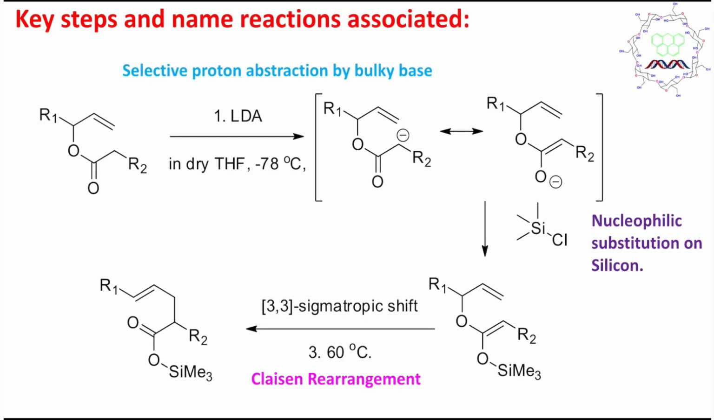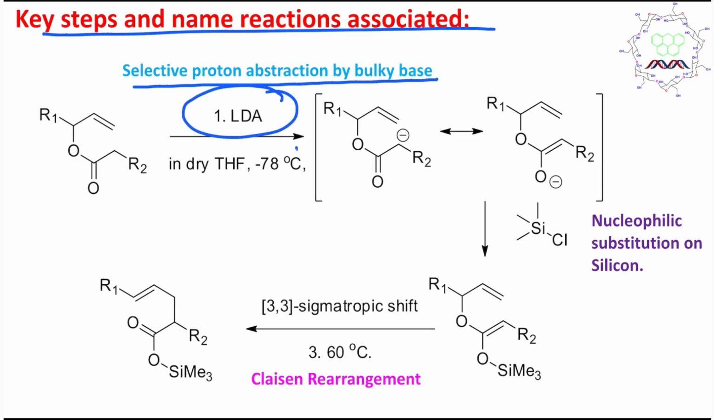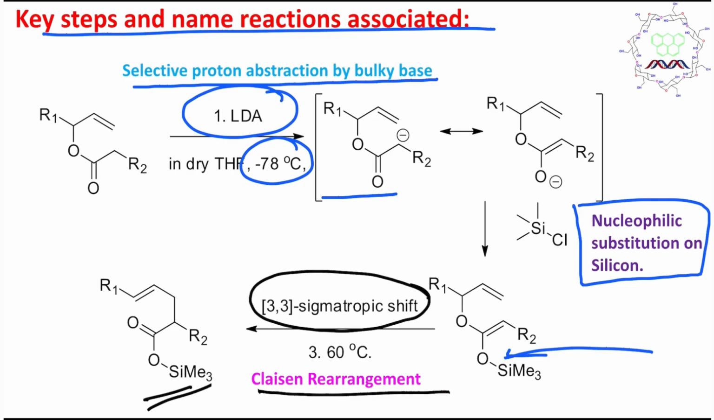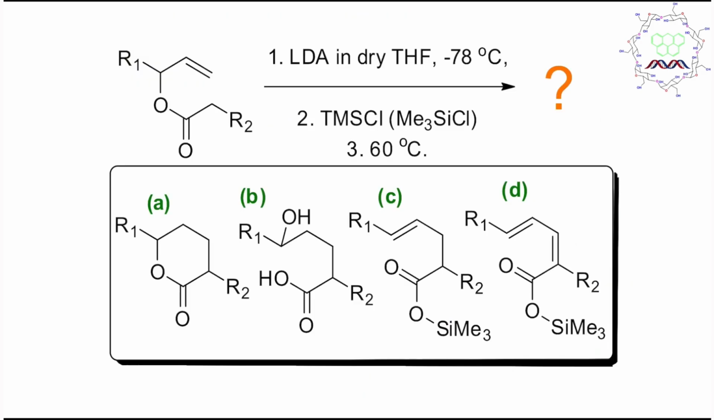Now what are the key steps and named reaction associated with this transformation? First is selective proton abstraction by a bulky base like LDA at low temperature to produce the enolate, and trapping of the enolate by nucleophilic substitution on the silicon center to form this silyl ether. Third is the Claisen rearrangement, or you can consider it a pericyclic reaction, or 3,3 sigmatropic shift, to produce the final product. So what is the answer? The answer is option C.